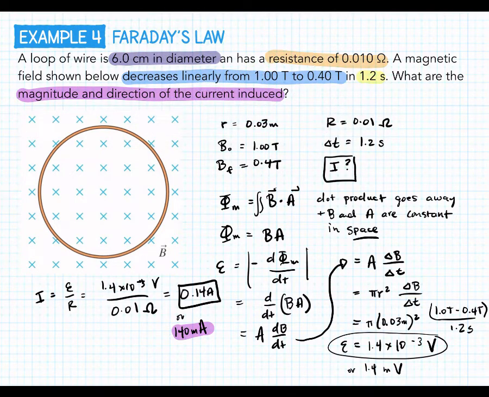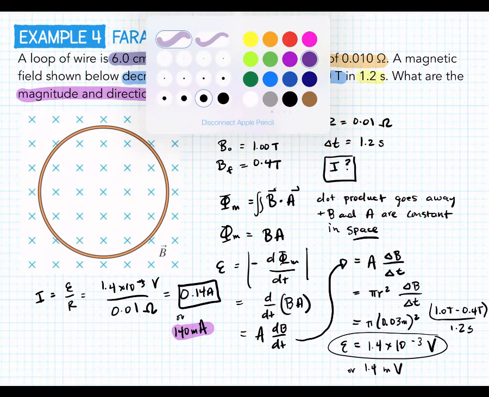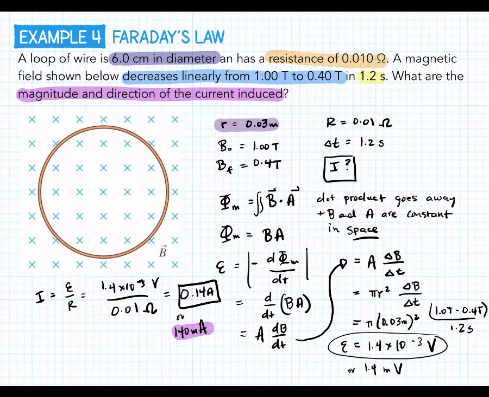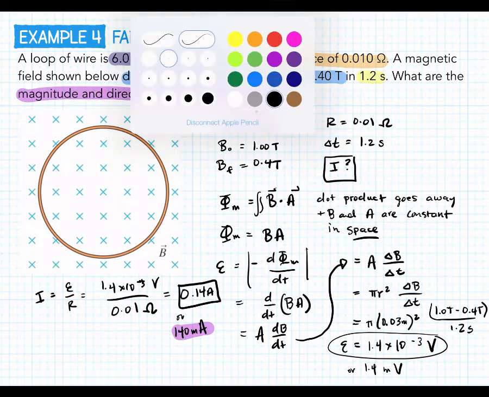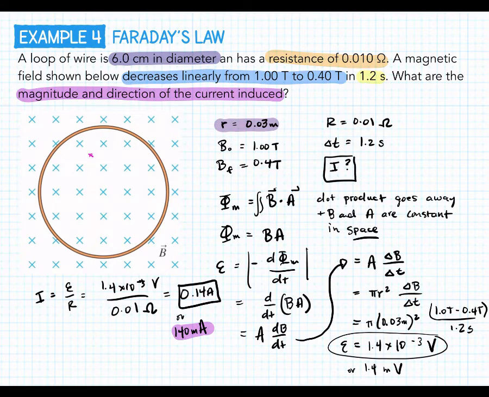Okay. Any questions? Direction? What about the direction? Clockwise. Good question. Clockwise. Why? Right-hand rule. So what's happening with this magnetic field? Decreasing. That means your induced field should be in the same direction, into the page. That gives you a clockwise current. So this is your current.